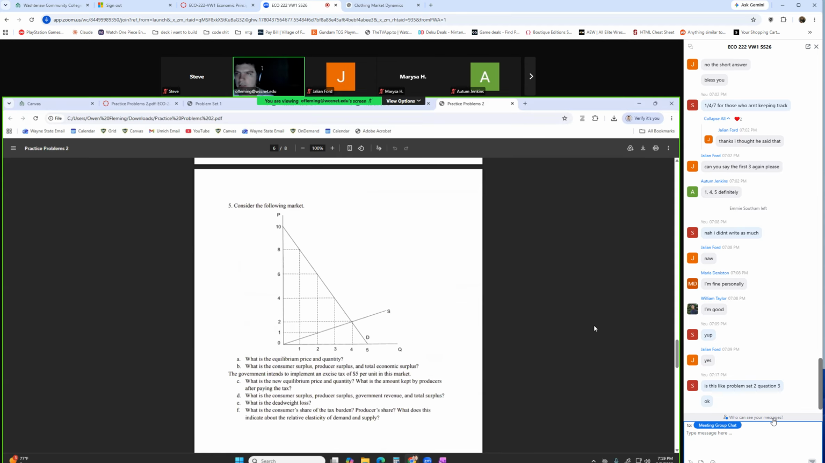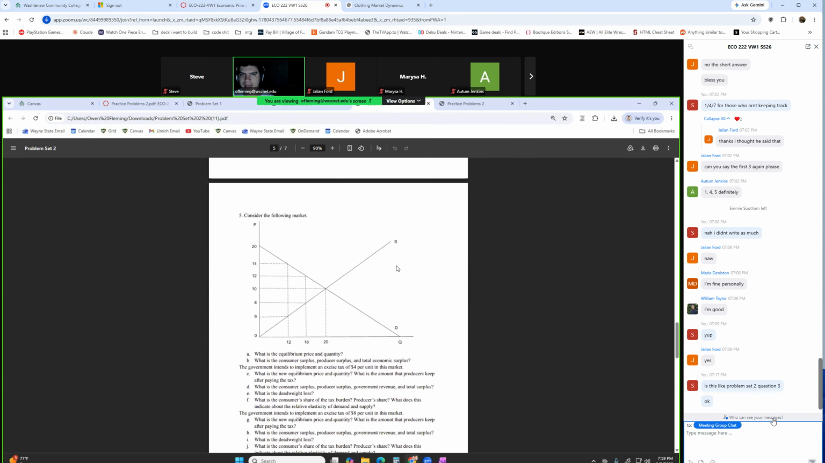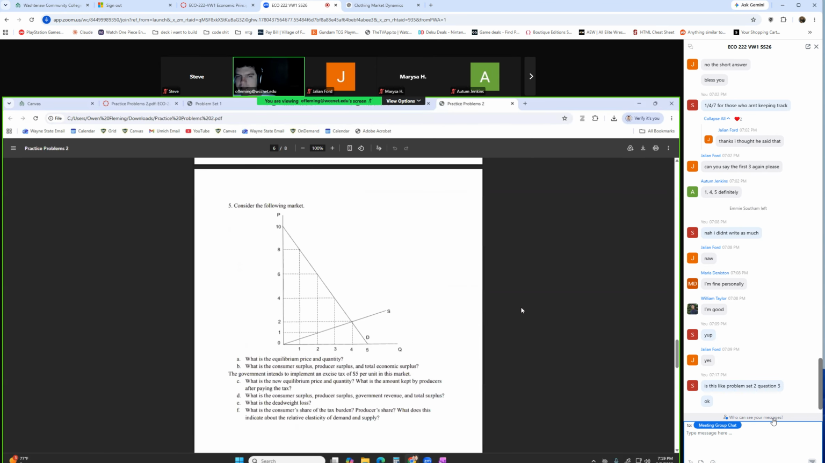5, definitely. Okay. I would honestly say it's not as much of a definitely as 5 on problem set 2, but it is a very important question. So I'll say definitely to this one. Now you can kind of see here that me giving you a graph and asking you to analyze it and the effect of a tax on that market, it's coming. It's coming.